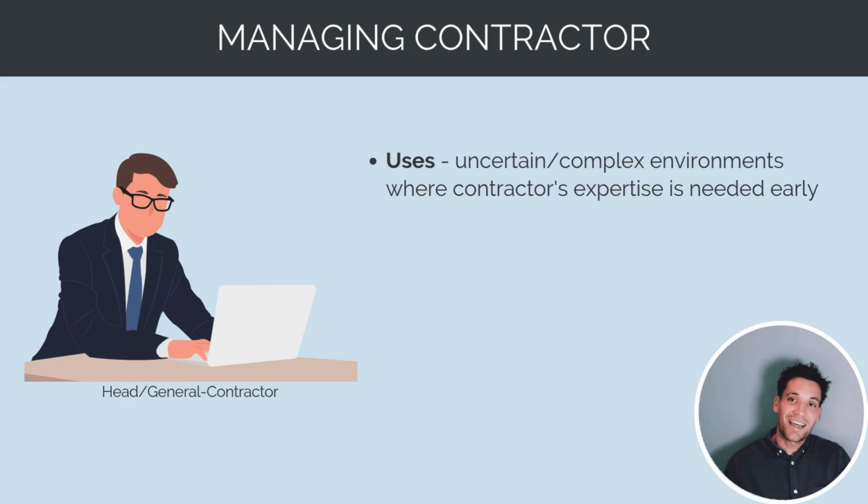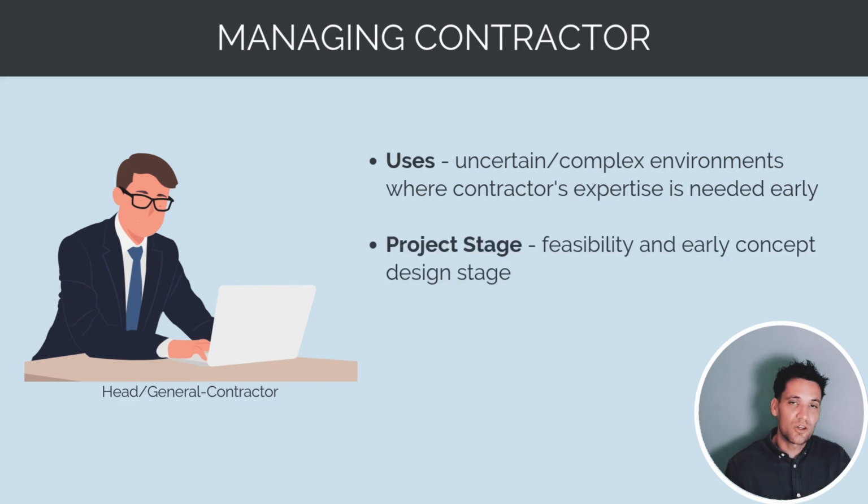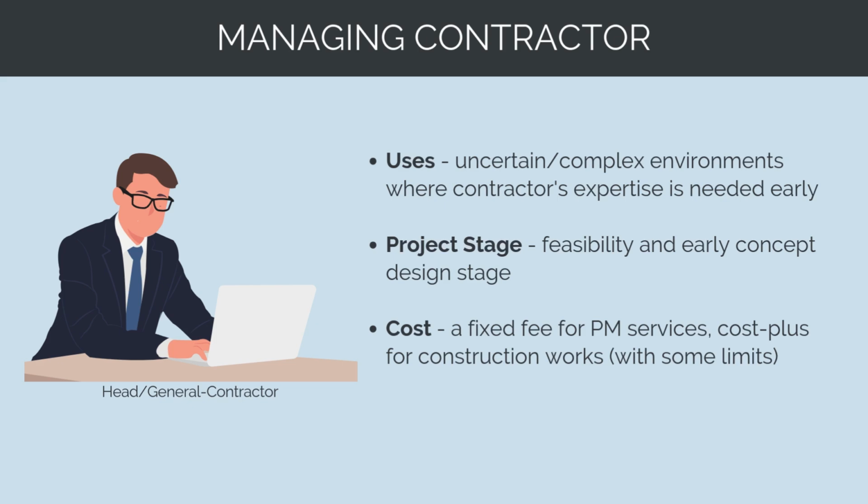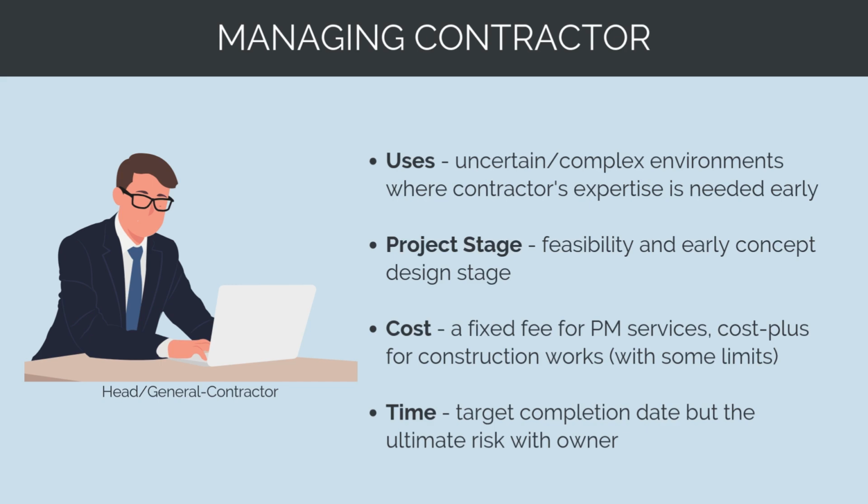The general contractor is engaged early on, so in the feasibility and early concept design stage, where their constructability input and project delivery input is needed. The general contractor will generally quote a fixed fee for the project management services, but then all of the construction costs, or the subcontract cost and design cost, are charged at cost plus. Generally, the margin will be a lot smaller than a lump sum project. So it might only be between 2 to 4%. And they'll take some performance risk. So they might have some incentive fee if the project's finished on time. But ultimately, the completion date and time risk sits with the project owner.